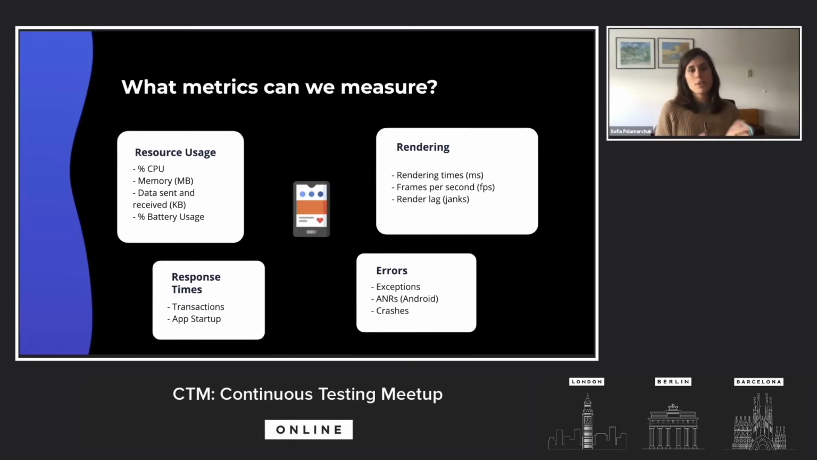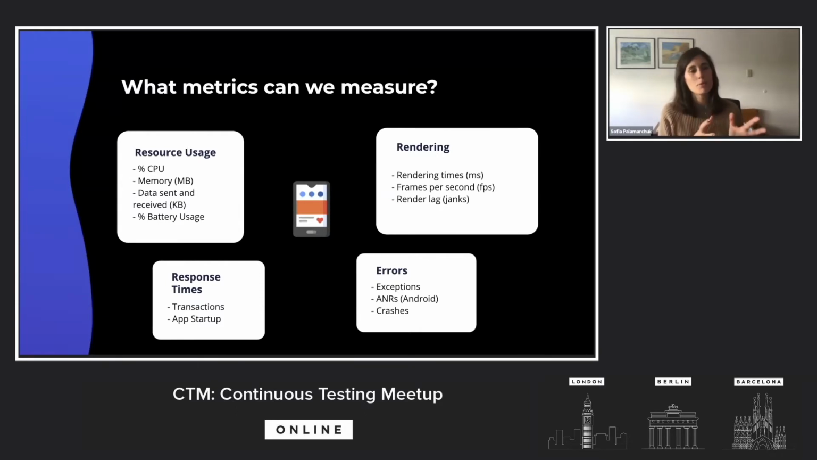Okay, so now that we know, or at least I'll try to explain, why we should care about client-side performance in mobile, what type of metrics can we measure, and what type of problems can we identify? So I divided it into several groups, and this is mostly focused on mobile native apps. Then I'm going to mention some tools for web in mobile, meaning you have a web application that you're accessing through a browser on mobile. There are other tools specifically for that that I'm going to mention later.